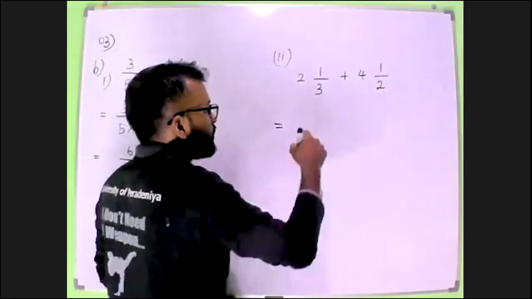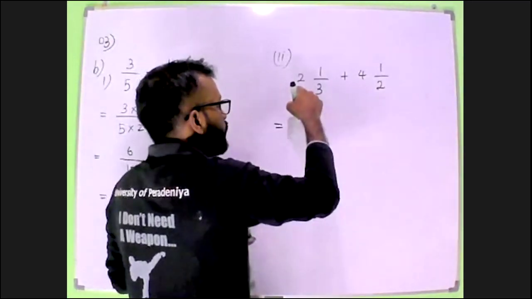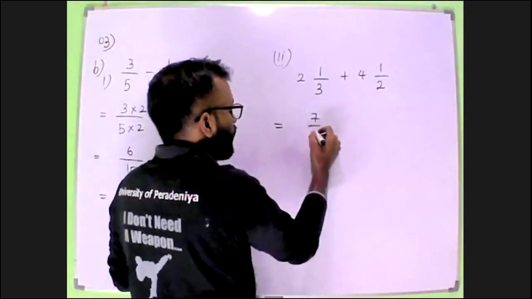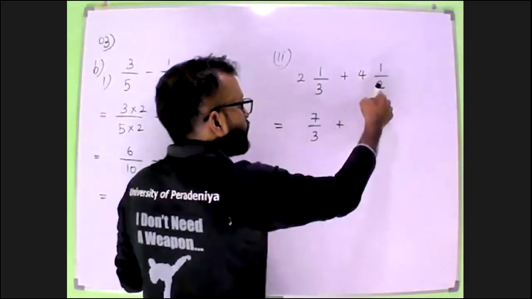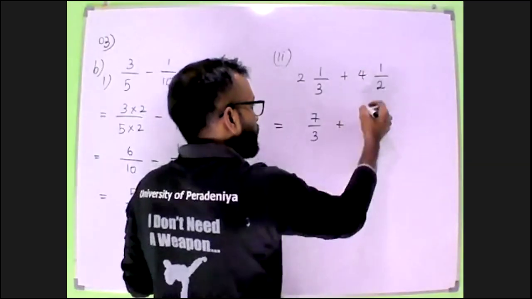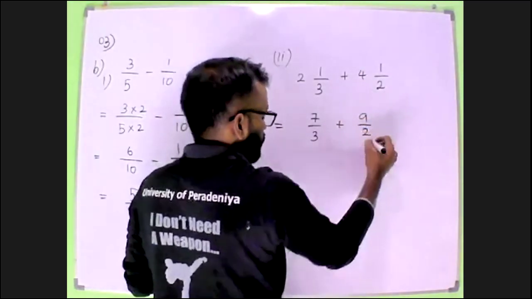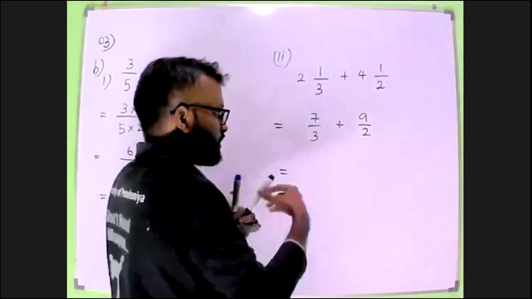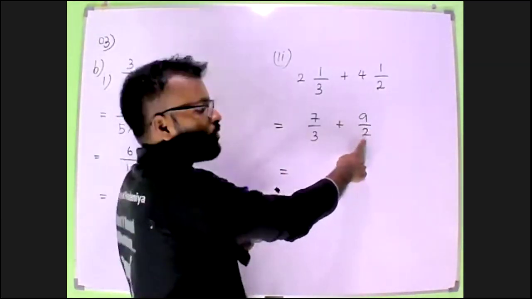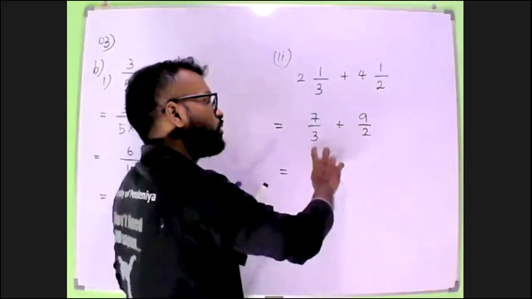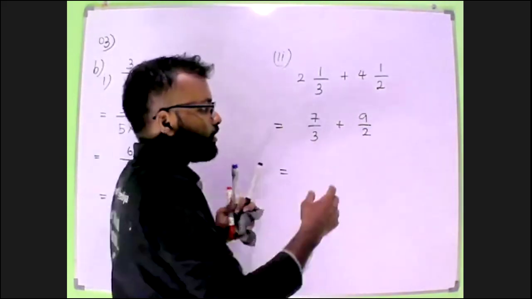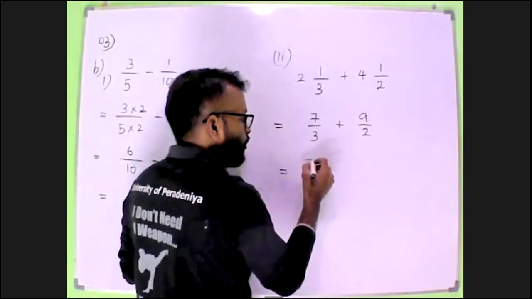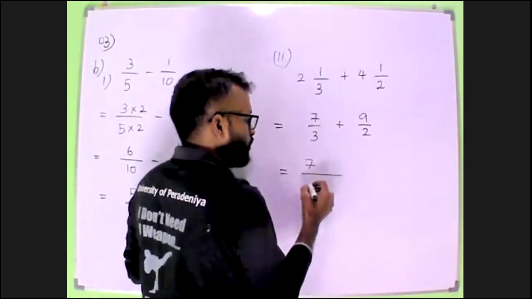Right. Very easy. 3 times 2, 6 plus 1, 7. 7 divided by 3. 2 times 4, 8. 8 plus 1, 9. 9 divided by 2. Right. So 3 and 2. By looking at this, 3 is not a multiple of 2, and 2 is not a multiple of 3. So you can change the denominators and multiply them together, or you can find the LCM also.